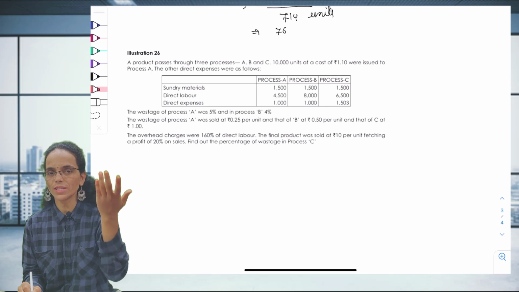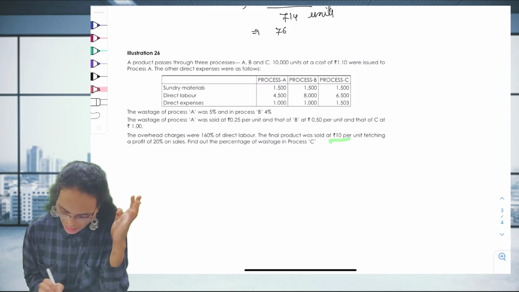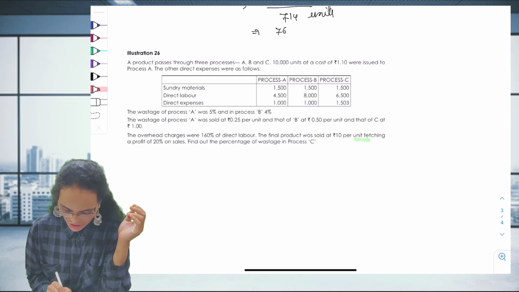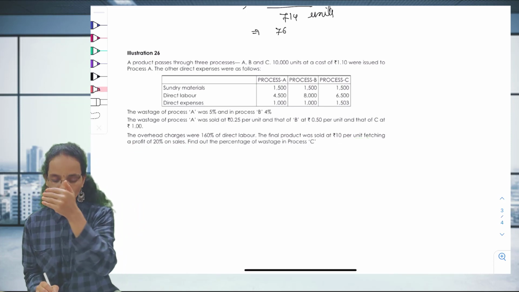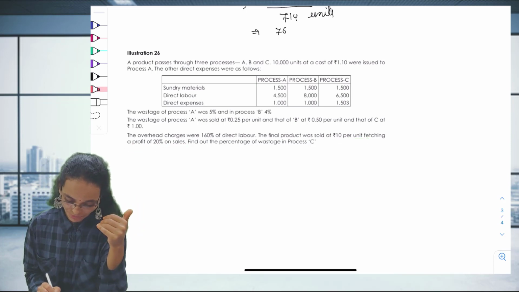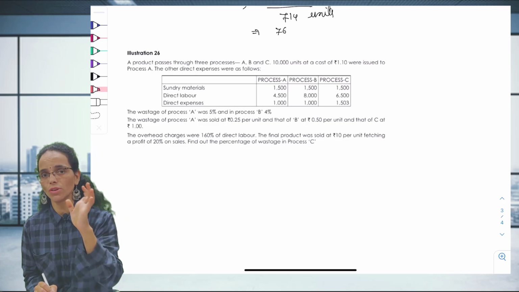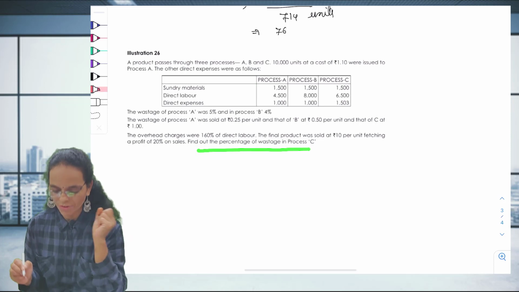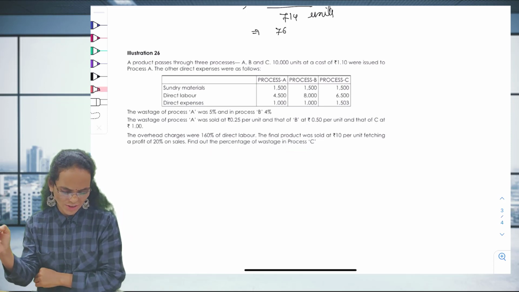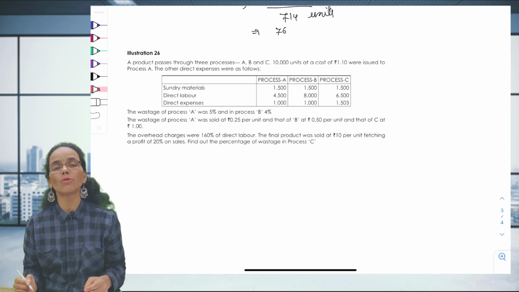Okay, the final product is we are selling at 10 rupees each, fetching a profit of 20% on sale. Cost plus profit is equal to sales. So 20% on sale, in the sense 80% is only the cost in the selling price. Find out the percentage of wastage in process 2.